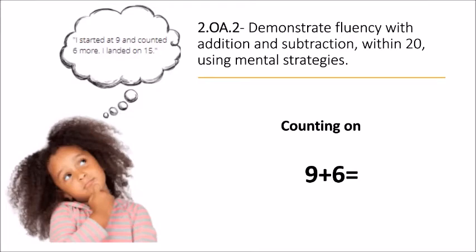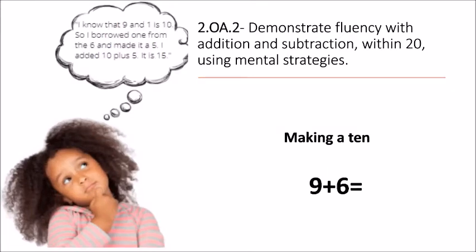Here's another strategy that was mentioned. The second strategy is making a 10. So it may look like this. If the learner knows that a 9 and a 1 equals 10, they may borrow a 1 from the 6 and make it a 5. Therefore, instead of the equation being 9 plus 6, it becomes 10 plus 5, and that equals 15. A very effective way mentally to solve this particular equation.